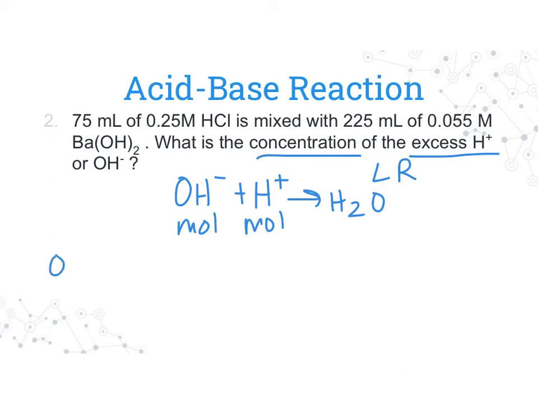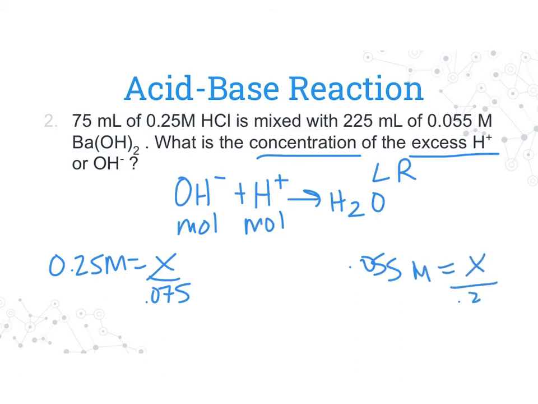So remember that 0.25 molar equals X over 0.075 liters. That's for the HCl. And then I have 0.055 molar is equal to X over 0.225 liters. So over here for the HCl, for the H pluses, I get 0.0185. Now over here, this is going to find my moles of BaOH2.